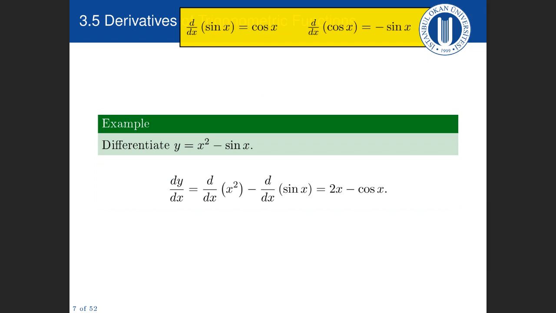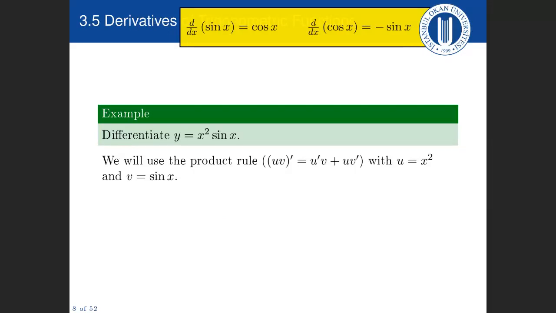For example, differentiate, which is the same as saying find the derivative of, y is equal to x squared minus sine x. There's two functions here. There's an x squared function and there's a sine x function. The derivative of x squared is 2x and the derivative of sine x is cos x. So the answer to this question is 2x minus cos x. Another example.